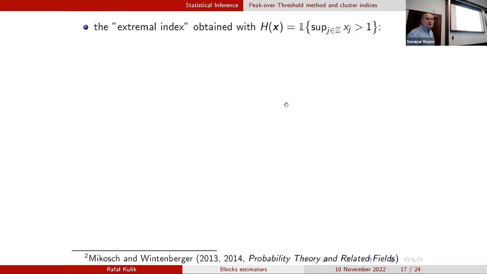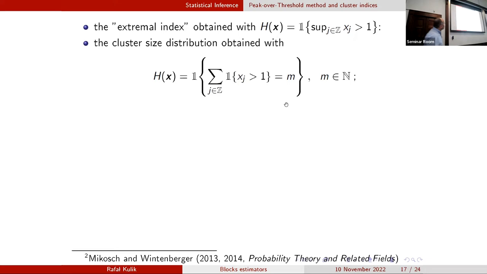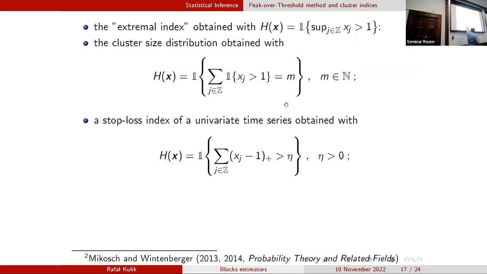So one is a large value here, okay? Because everything is standardized. Then the cluster size distribution. So this is, you want to know how big are the clusters, if you go back to the picture that I showed before. Another is related to the reinsurance problem. So you look at how many observations are bigger than a particular threshold, and what is the total reinsurance value.